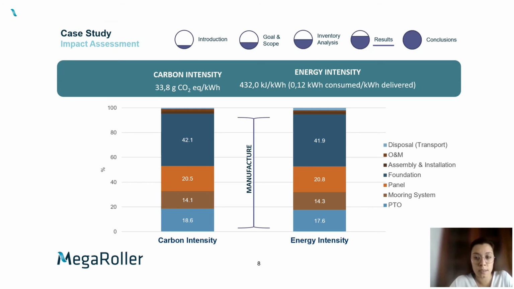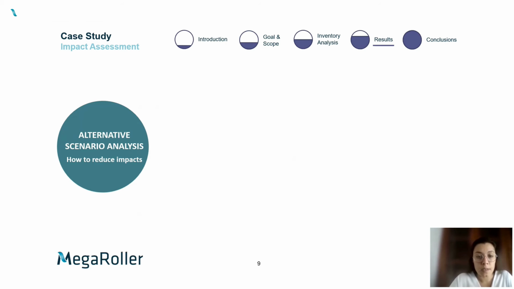So these were the general results that we got for carbon and energy intensity for the device and the system under analysis. It's clear that the most carbon and energy intense stage is the manufacture phase, with the manufacture of the foundation having the biggest share, as you can see in the dark blue one. So these were our main and general results of the LCA.